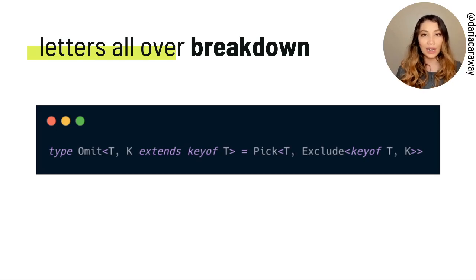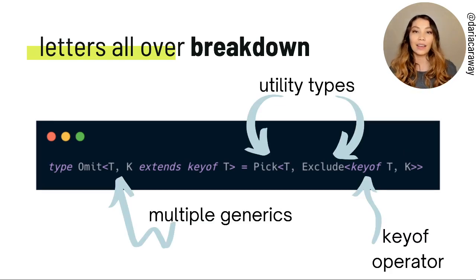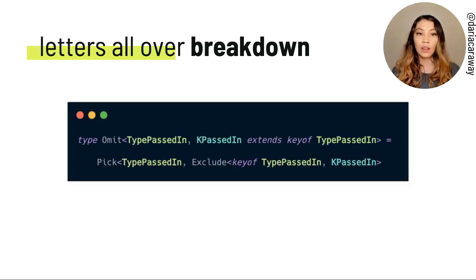Now the second type I want to take a look at is this type omit. It might look a little familiar to some people. Omit has quite a few things going on. We've got multiple generics, we've got a couple utility types in here, and we've got multiple keyof operators. First thing I want to do, spread it out and fill in the generics, because we've already talked about that. There are two generics in this type. I called the first one type passed in, and I left the second one as k passed in, because I'm not 100% sure yet what that generic is representing.